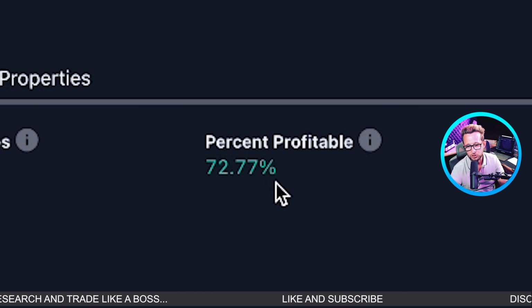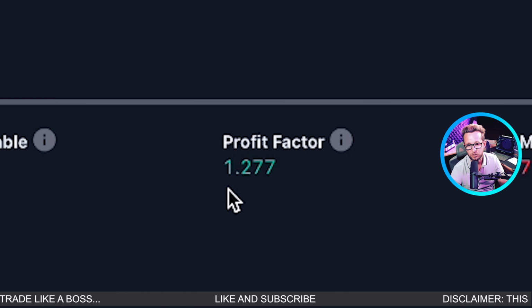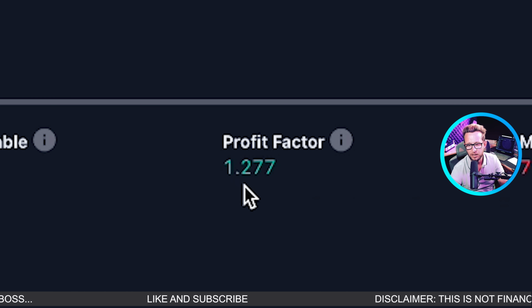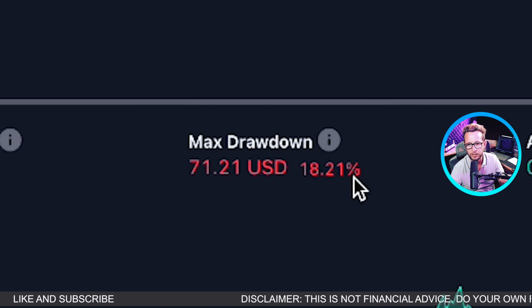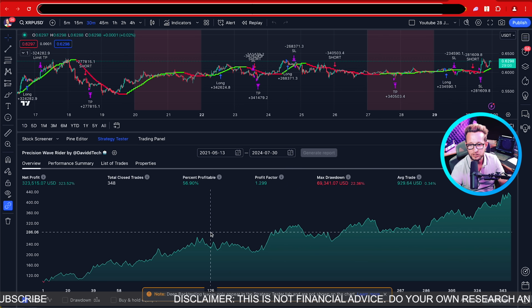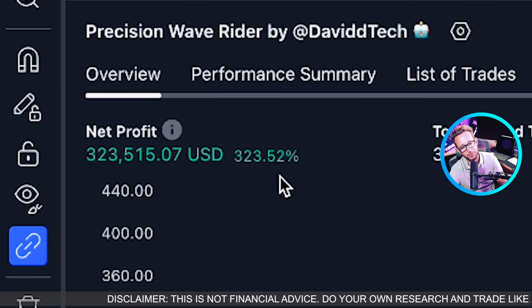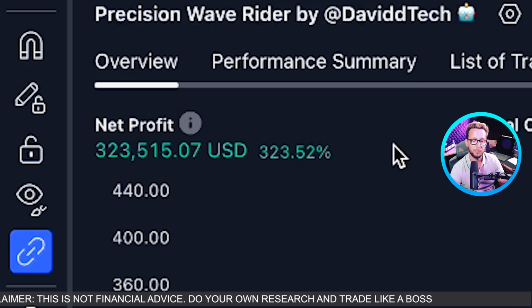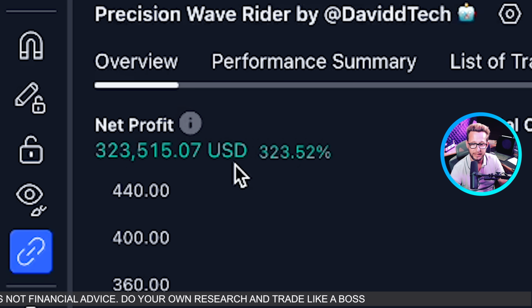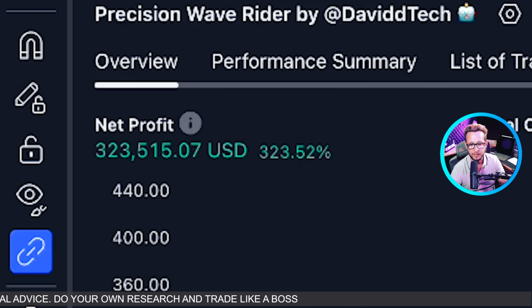The win rate is 72%. We have a profit factor of 1.27, a bit lower than the other ones, but we only have an 18% max drawdown. On XRP, the chart looks a little bit choppy, but I would have died for 323% profit from XRP, considering I bought it a long time ago and haven't made anything. Like I keep saying, better than a blooming stable coin.